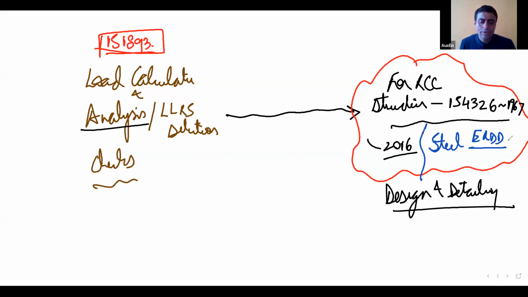All right. I think so far so good. Okay. So I think we have at least understood the Indian scenario right now. Now, before moving ahead with what happened in steel, when was the first time there were some provisions given for steel ERDD? When I say ERDD, earthquake resistant design and detailing. Okay. So when was the first time that in a code a few principles were added for the ERDD of steel?